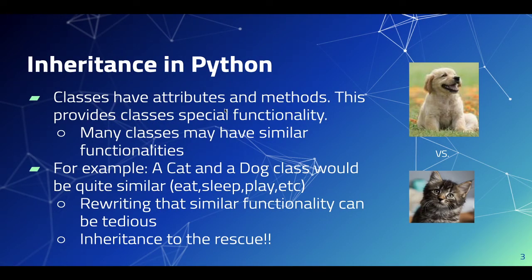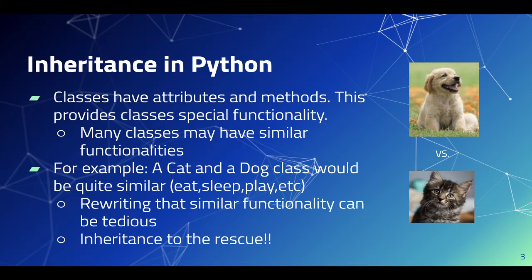So let's talk about the semantics and the syntax of it. So classes have attributes and methods, right? These are what define or build a class. So this provides the class special functionality in your code. But you might come across some classes that have very similar functionalities, but they perform different tasks.